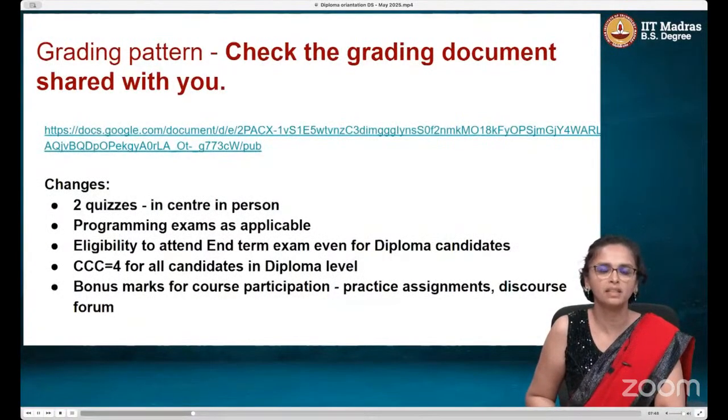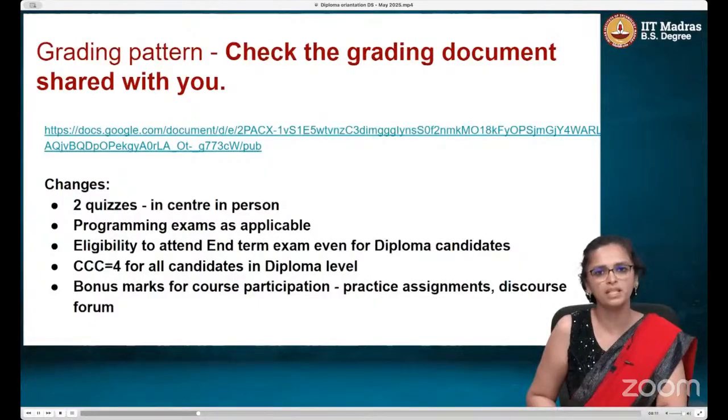The grading pattern and grading document are released for every term for all the courses for that term. Please take out some time to go through the grading document, because this gives out all the assessment components of each and every course in the diploma level. The dates are also mentioned there of when that assessment component will be conducted.